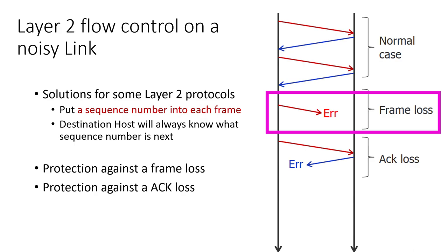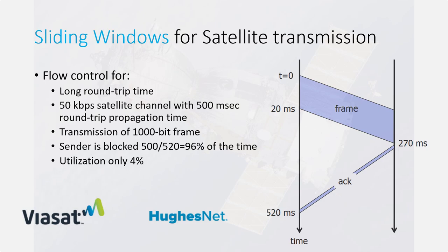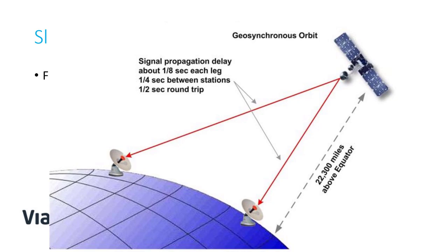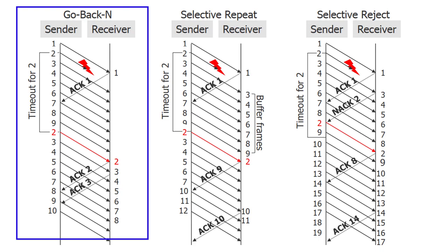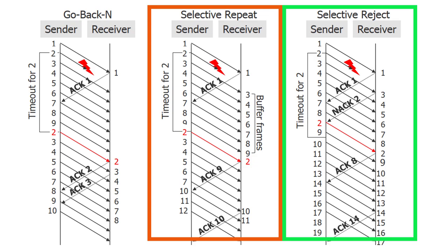Sending data across a satellite transmission requires a different type of flow control called sliding windows. A typical satellite can have up to 500 millisecond round trip propagation time, so we want to send a lot of data and then an acknowledgement. There are three popular sliding window technologies: go back N, selective repeat, and selective reject. They allow a satellite transmission to send lots of data and only occasionally send an acknowledgement.